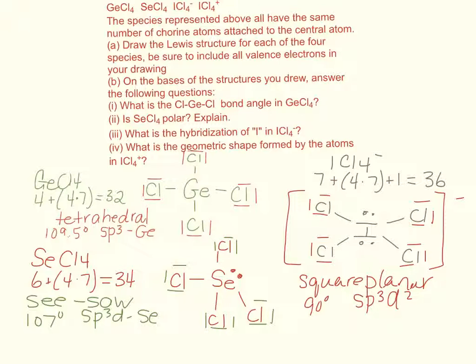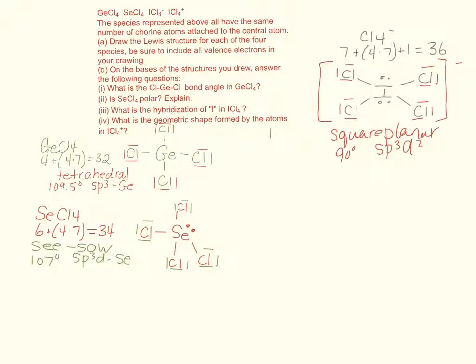Let's see if I can free up some space. Alrighty, made a little bit more space. So now we have ICl4+ left. ICl4+. So I have my 7, and then I've got my 4 times 7. And the plus means I lost 1. So now I have 35 minus 1. I have a total of 34 electrons.